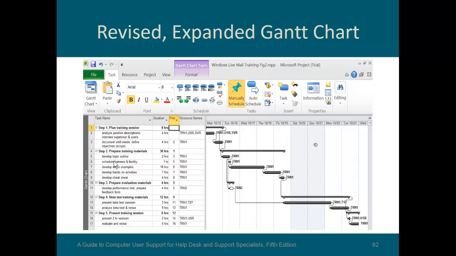Here's a revised and expanded one, so as each of the different tasks are done, it shows us how things are going along in the Gantt chart, and it shows us here some additional information.